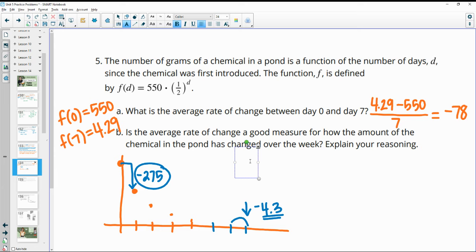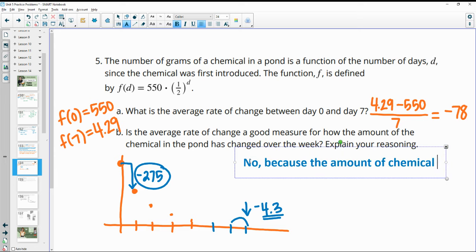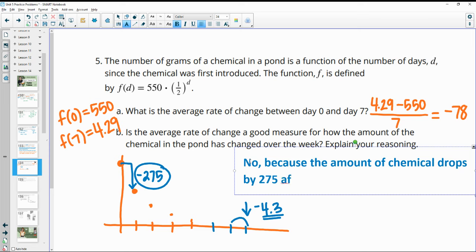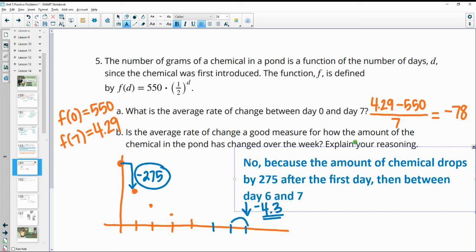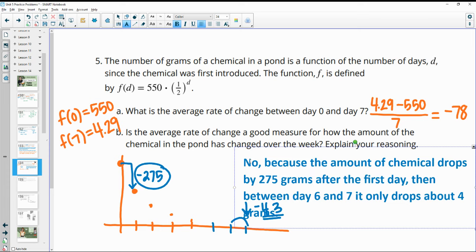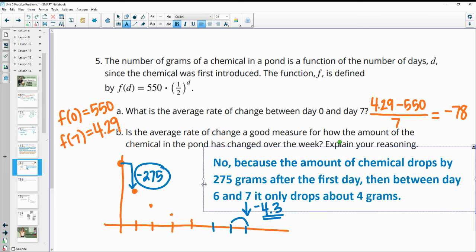So I would say no, because the amount of chemical drops by 275 after the first day. Then between day 6 and 7, it only drops about 4 grams. And so that's why I would say no. Like huge in the beginning, I'm just going to put grams in here. So drops 275 grams after the first day, and between day 6 and 7, it really only drops about 4 grams. So that's not consistent like the average rate of change would suggest.